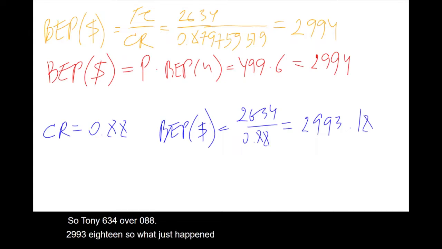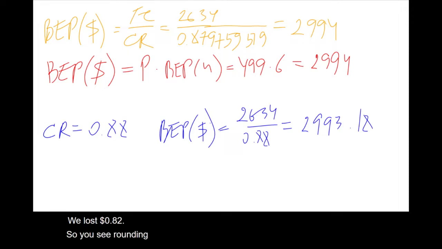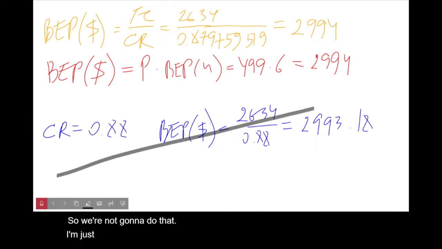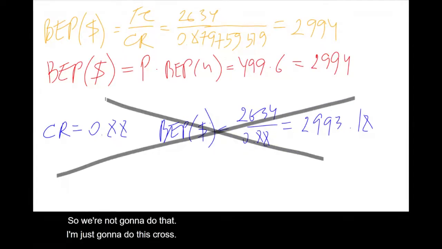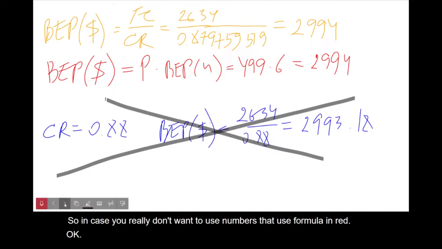So what just happened? We lost money, right? We lost 82 cents. So you see, rounding the contribution rate is not acceptable. So we're not going to do that. I'm just going to cross this out. In case you really don't want to use numbers like that, use the formula in red. Okay? Let's move forward.